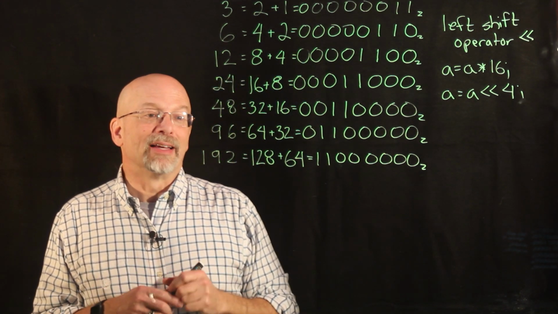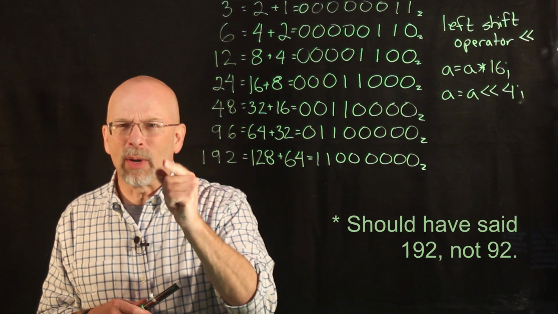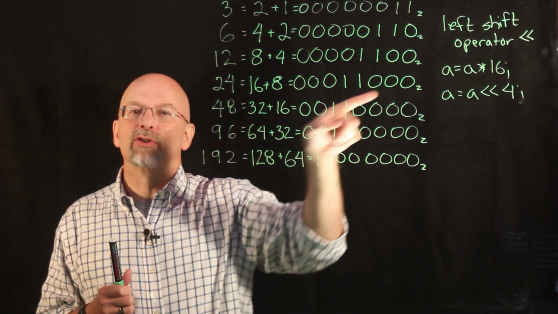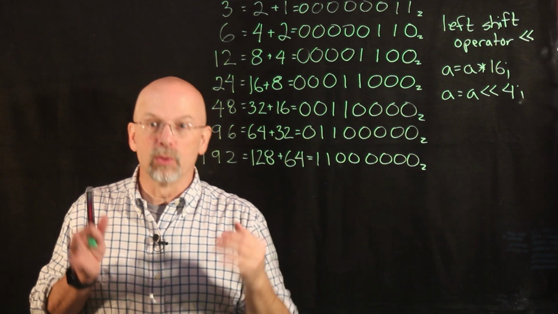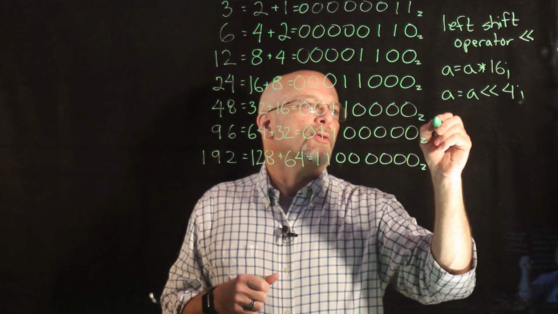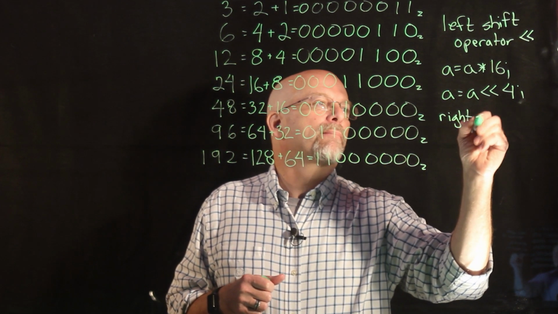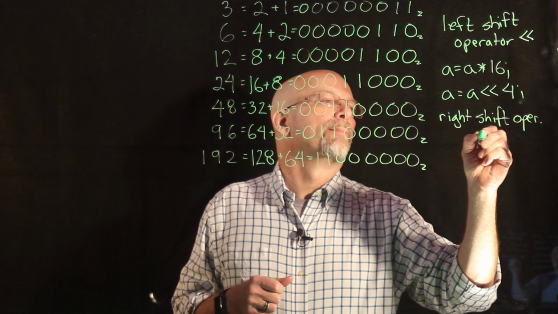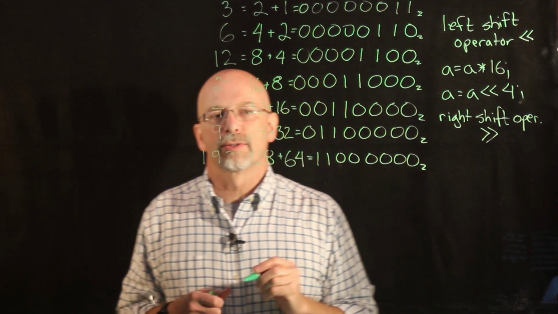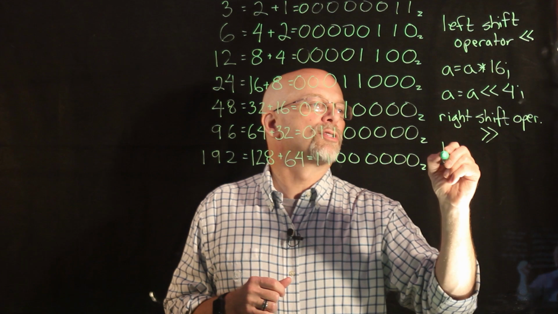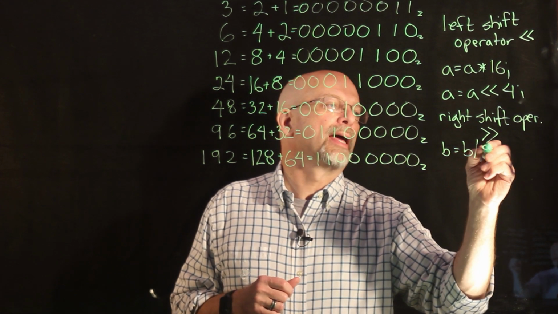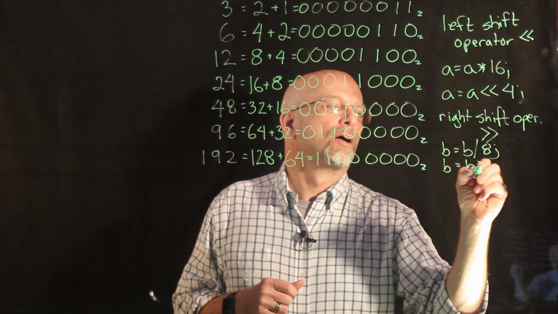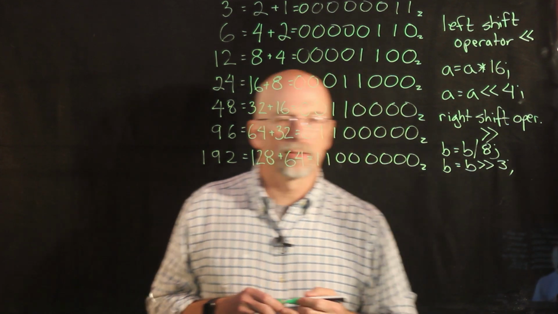Turns out we can divide. For example, what's 92 divided by 8? Quick, quick, quick. Well, turns out it's 1, 2, 3, it's 24. We just simply shift right by the number of 2's that are contained in 8. Now, the right shift operator, well, that guy is just simply 2 greater than symbols. And so if I wanted to do something like B is equal to B divided by 8, that is the same thing as B is equal to B right shifted by 3 positions.